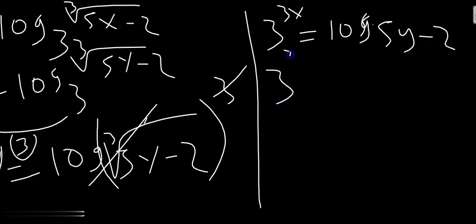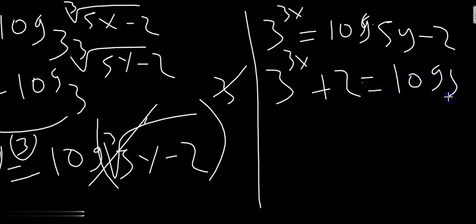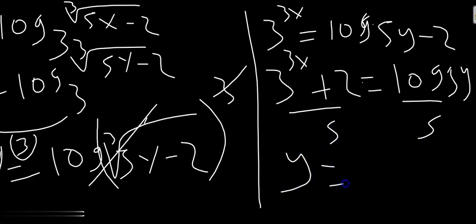So when I FOIL, I'm gonna get 3x plus 2 equals to what? Equals log 5y. So divided by 5, divided by 5. Well, my last answer will be what? y equals 3, the whole part of 3x plus 2, over 5.